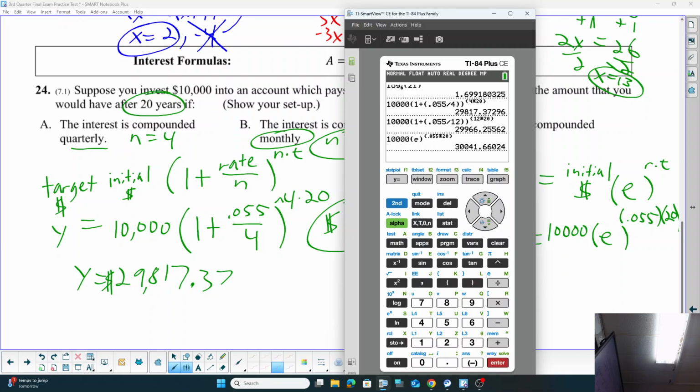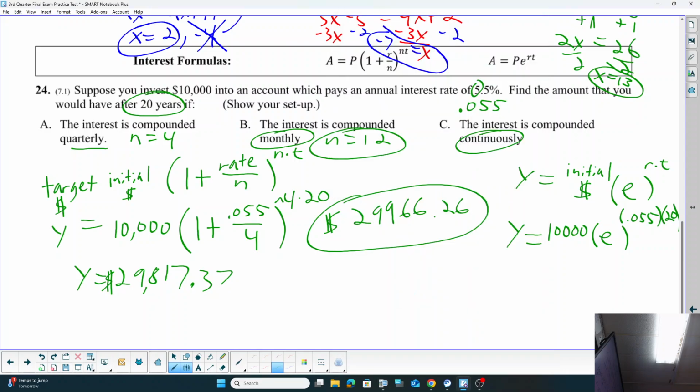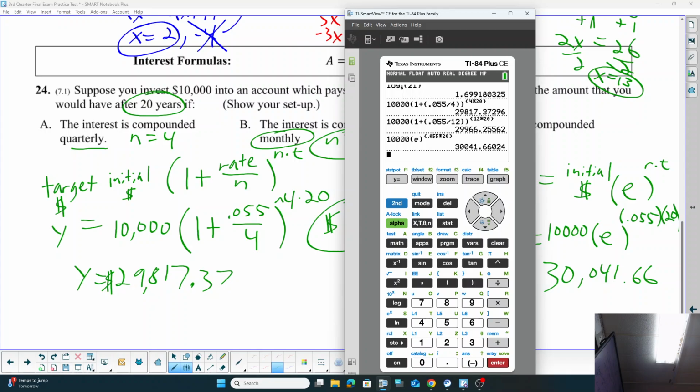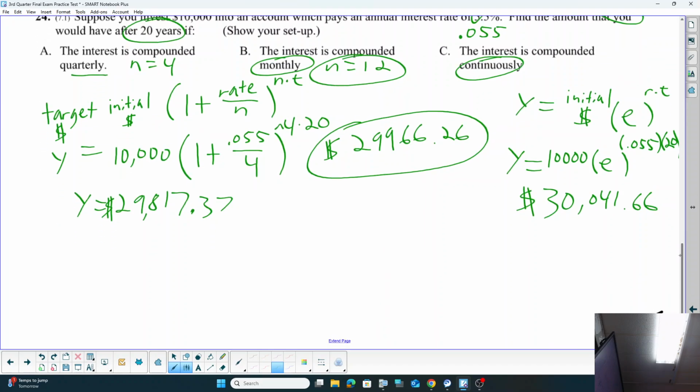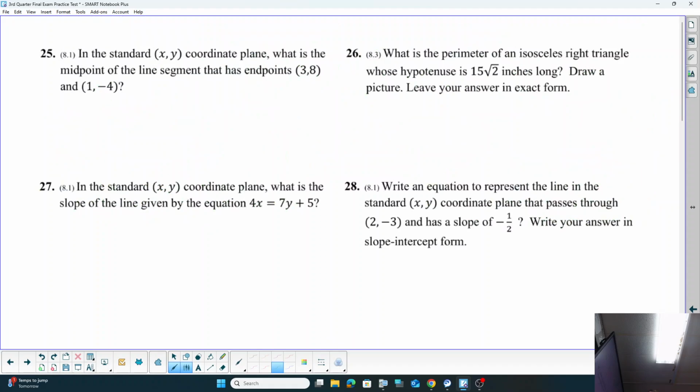Nice. Whoa, we made it over 30,000, tripled our money. So 30,041.66. Close, Mr. Newbold. Oh, no, that's right. 30,041.66. Cool. So that's how you do that. Could you do that again on the test? Could you do that again on the final exam?